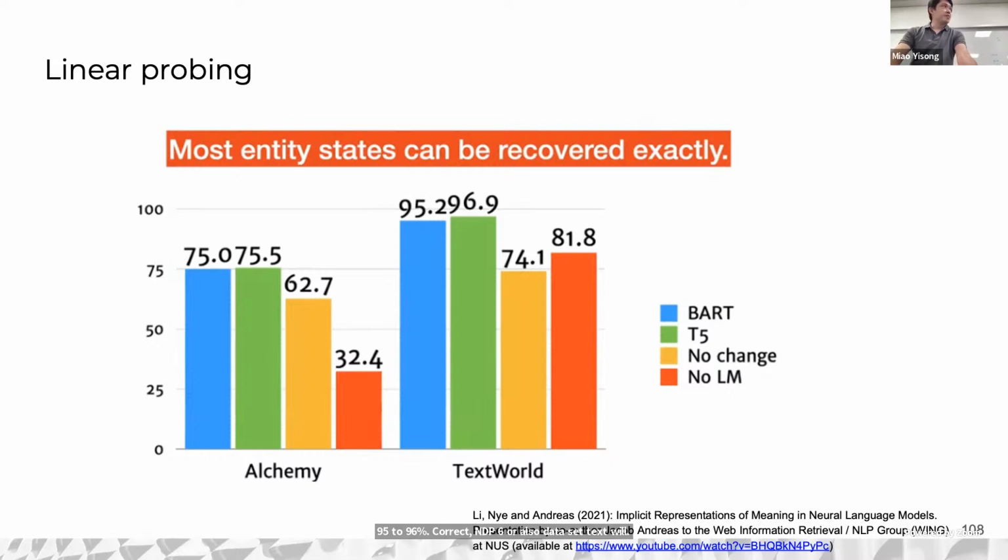And then they also compare that with baselines. The first baseline is no change. No change means that when they predict the final entity states, they just assume that the states never change. They take the initial states. So if this is the case, then the probing performance drops significantly. And then another baseline is no LM. No LM, in this case, they just take the most frequent entity state. So in this case also there is less performance.